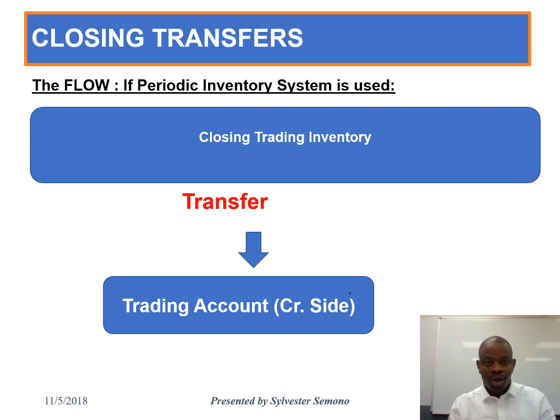Now, when using the periodic inventory system, obviously, as I said, you'll be given the closing trading inventory. Again, the closing trading inventory will be transferred to what? To the trading account on the credit side. Okay, remember the other items will be on the debit side and the closing inventory will be on the credit side. Okay.